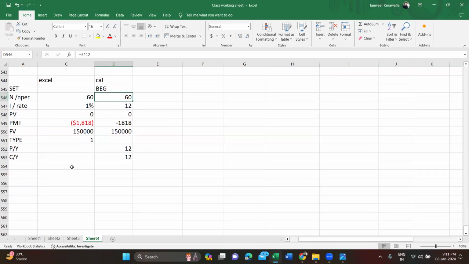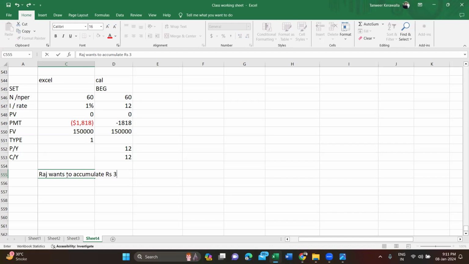Now one more thing, another one. Right? Say Raj wants to accumulate rupees 30 lakhs for his son's education. If he has 1 lakh now, only 1 lakh he has now, right? He wants to give 30 lakhs, 1 lakh now, and expects 10% return.